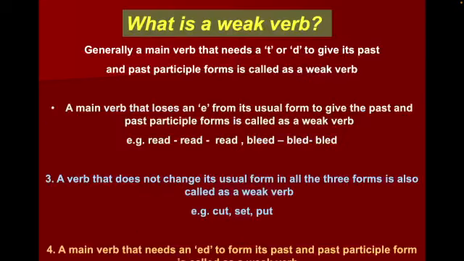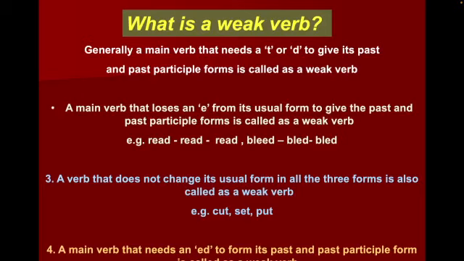Now, your weak verbs are generally main verbs that need a T or a D to give their past and past participle forms. And so a main verb that might lose an E from its usual form to give the past and past participle is usually going to be a weak verb. For example, we're going to see read being changed over to read, and we are not going to change any of the lettering at all. There's not going to be an N stuck on the end of it. Bleed, you're going to lose the letter E to bled, and again, its past participle is going to stay the same.